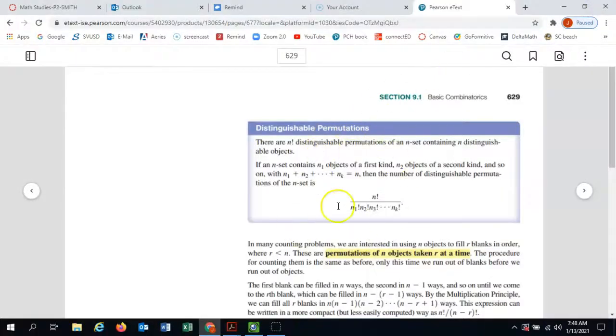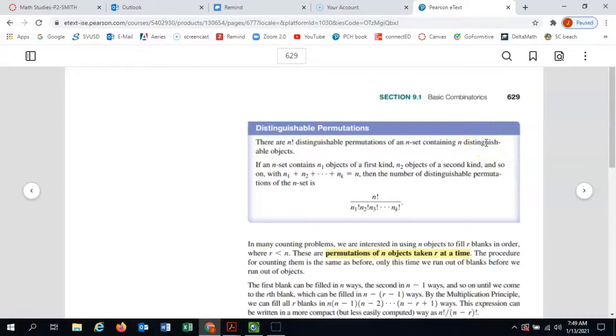I thought they sort of leaped into this without giving you all that background information. So you kind of need to know what a permutation is. You also need to know what that exclamation mark represents, and that it represents an order, a way of placing things. Here's one other word that I want you to see. Distinguishable.